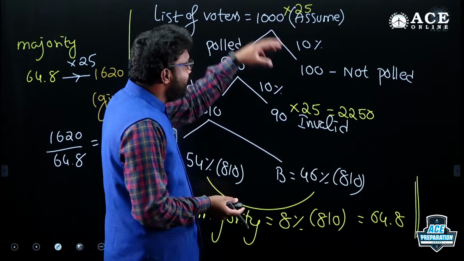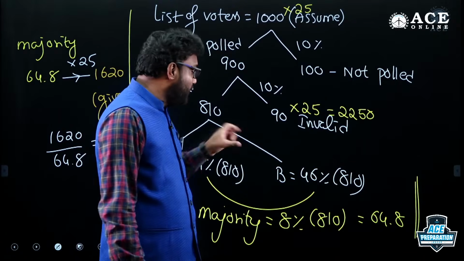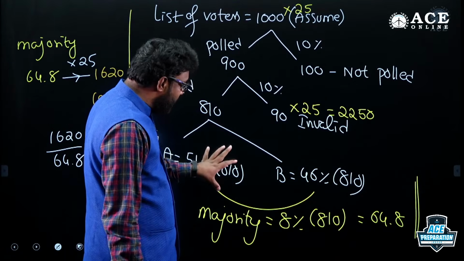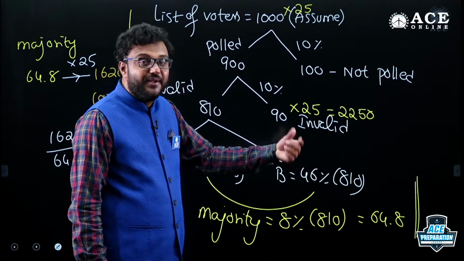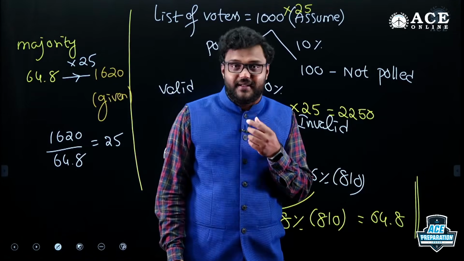They can ask any parameter here. What is the total list of voters? What is the polled? Valid, or how many votes A got? How many votes B got? Whatever you got here, for everything you have to do into 25, into 25, into 25. Multiply with 25. That's the correction factor.